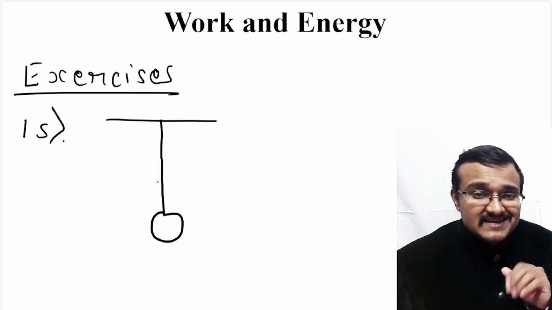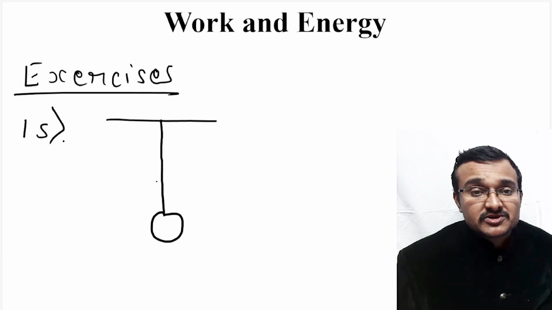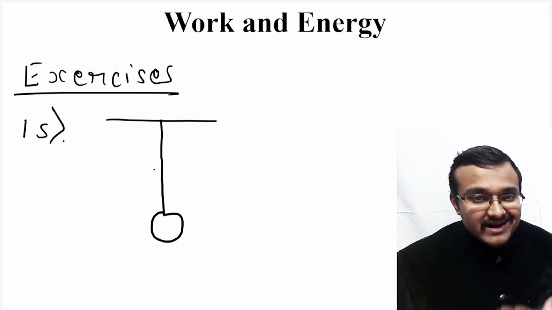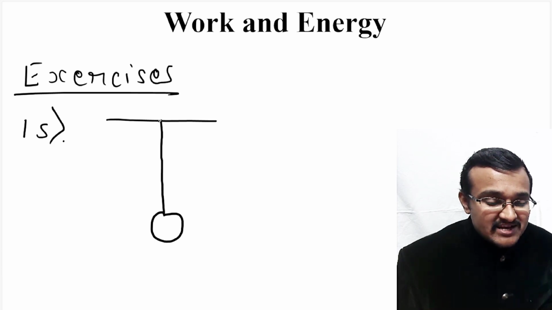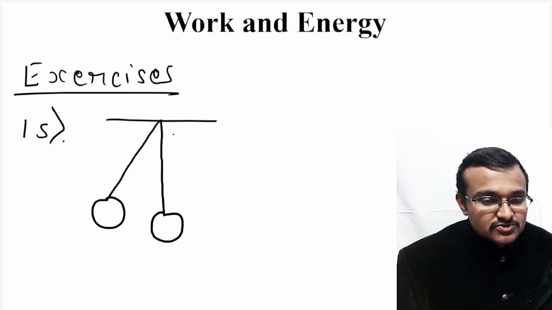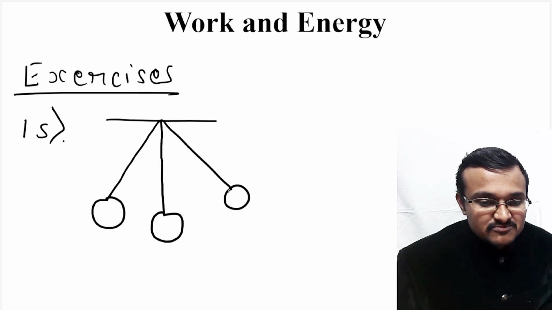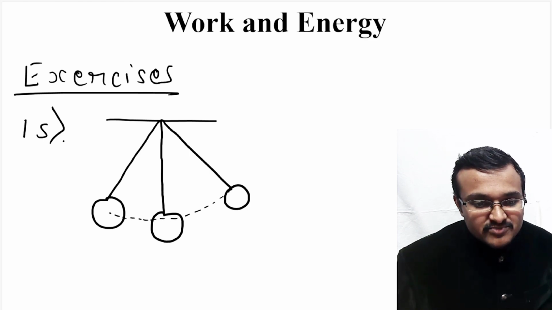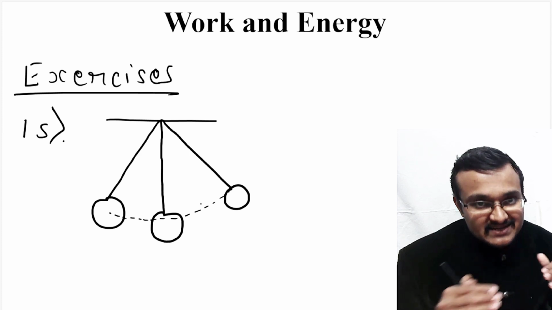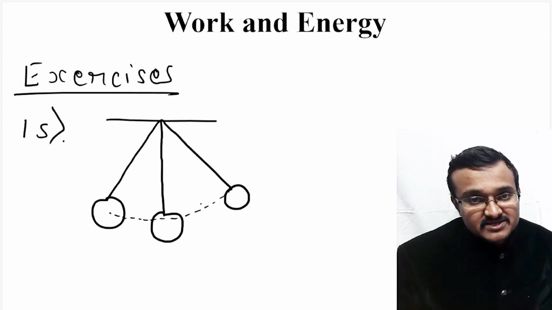If you consider this as the simple pendulum, which has been tied to this non-elastic thread with a bob, when you allow this simple pendulum to oscillate like this, it will reach this position on the left side and this position on the right side. So here the simple pendulum is oscillating like this, and in this case, you have to explain the law of conservation of energy.